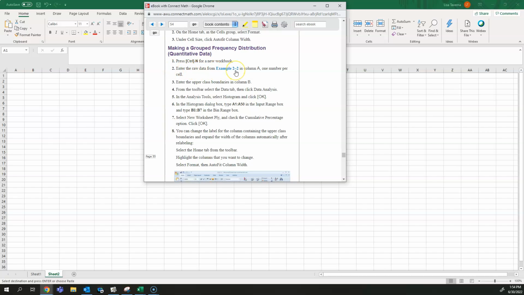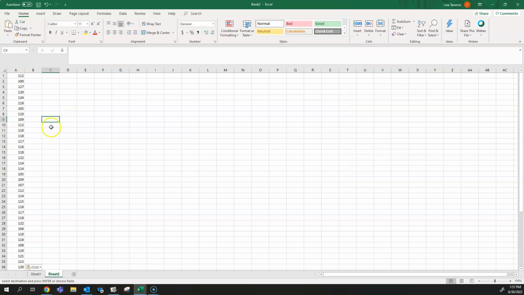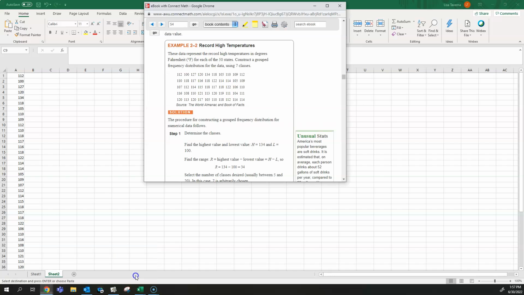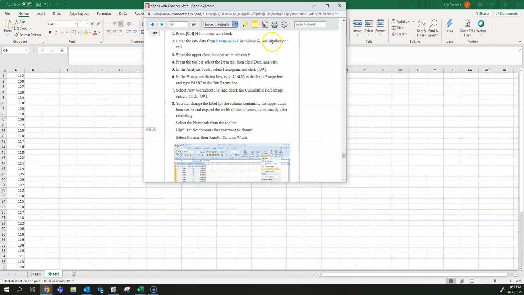Enter the raw data from example 2.2 in column A. You are going to enter the raw data from the problem you're given. All right, I've gotten all the data filled in to my Excel sheet number 2. I can simply click the Go button. It will take me back to page 54 and then scroll down to my steps again. We've entered our data. The next thing says to enter the upper class boundaries in column B.